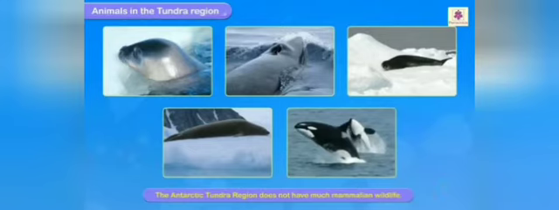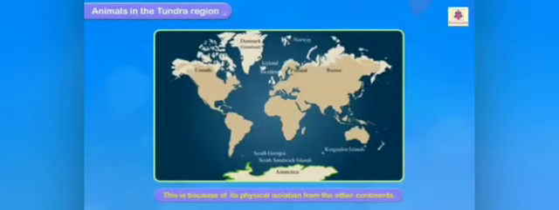Unlike the Arctic tundra region, the Antarctic tundra region does not have much mammalian wildlife, mostly because of its physical isolation from the other continents.